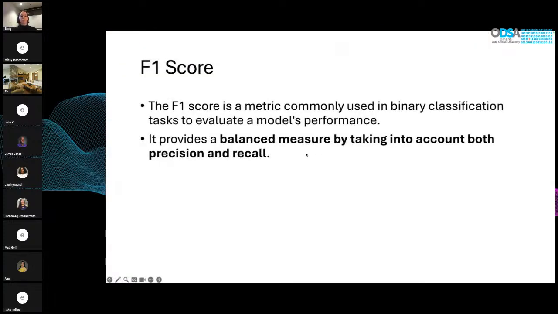F1 score is a very common metric used in binary classification. And now we're going to start to put together all of our knowledge. So the confusion matrices were a good review from last week, this past Monday, because now we're going to look at a score that provides a balanced measure by taking into account both precision and recall.